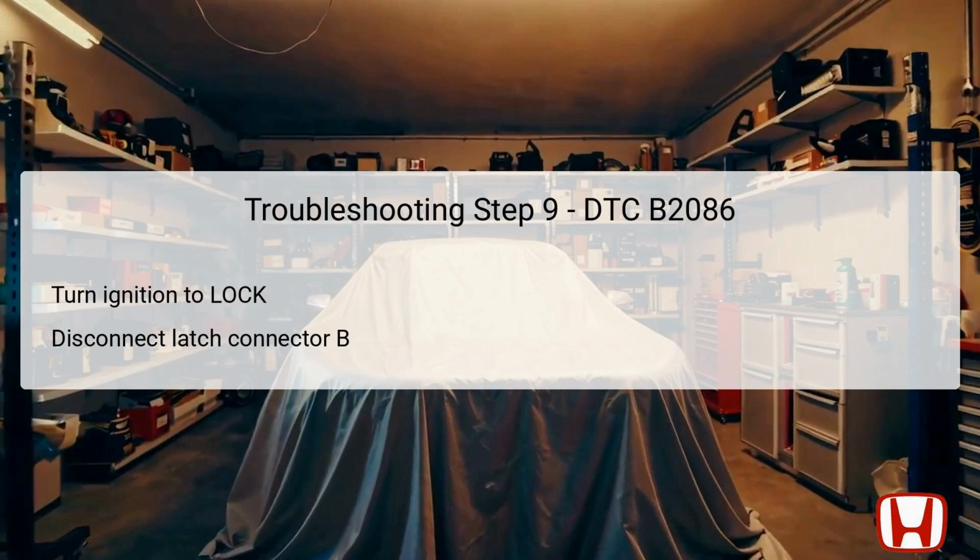In this step, you will turn the ignition switch to the lock position before disconnecting the right power sliding door rear latch connector B. This disconnection is critical because it isolates the latch from the control unit, allowing for individual testing. After ensuring that the ignition is in the lock position, it prevents any electrical shorts during the process. This precaution is vital for technician safety as well as vehicle integrity.